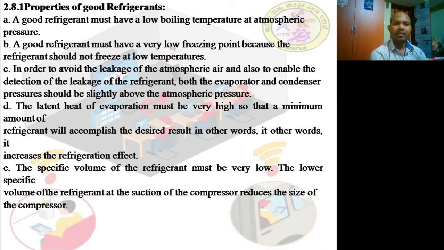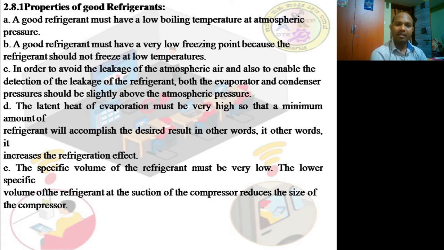Then what are the good properties of a refrigerant? That means I cannot use all liquids as good refrigerants. What properties it has to possess: a good refrigerant must have a low boiling temperature at atmospheric pressure, and a very low freezing point, because the refrigerant should not freeze at low temperatures. To avoid the leakage of atmospheric air and also to enable detection of leakage of the refrigerant, both the evaporator and condenser pressures should be slightly above the atmospheric pressure.